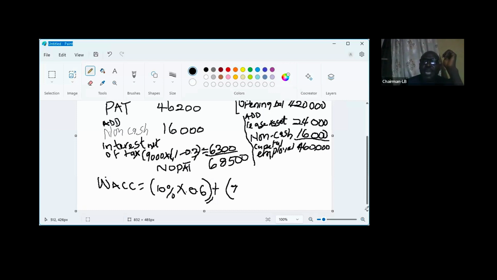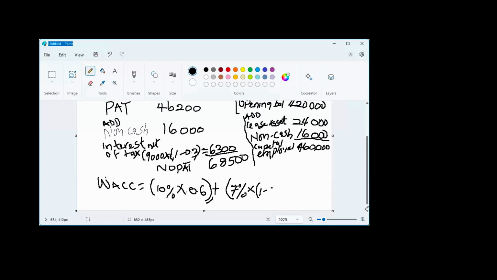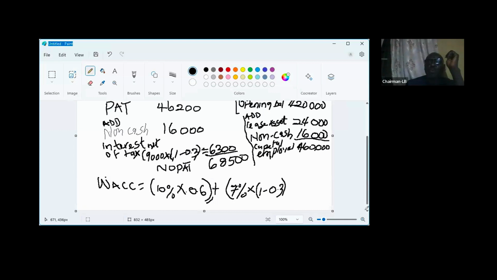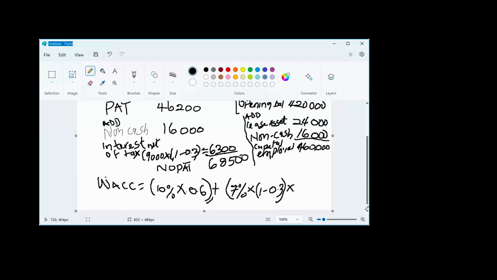Your 7% multiplied by, what is the tax rate, please? 1 minus the tax, 0.3. This is what we call the after tax cost of debt. You are going to get this multiplied by the percentage of debt, 40%.